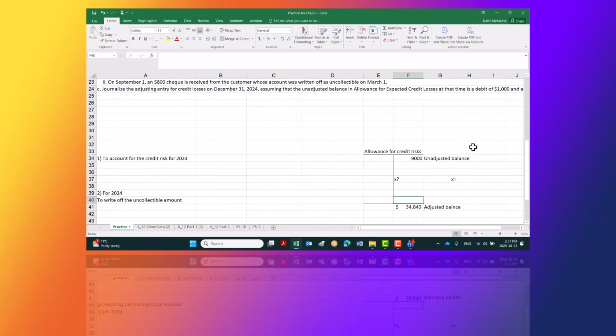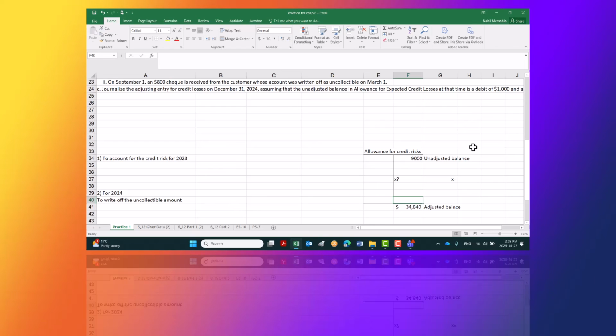Now, before adjustment, the balance is $9,000. After the adjustment, I have to end with this. So the question is, what is the X amount that will bring the balance from $9,000 to $34,000? And that X amount is what you put in your journal entry. Because the aged balance doesn't give you the number for the adjustment. It gives you the ending balance.